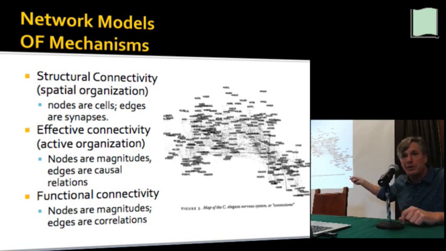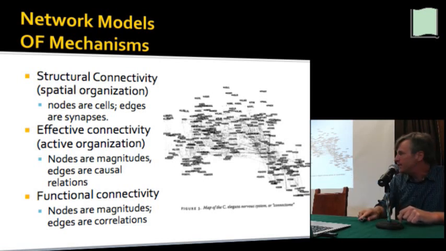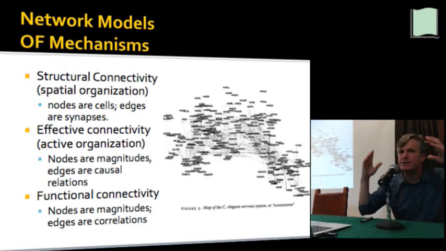Because any mechanism that's going on in the central nervous system of C. elegans has to work through these connections. It places important spatial constraints on the operation of any mechanism. There's also a notion of effective connectivity. And that's really causal organization, how the parts causally interact with one another.